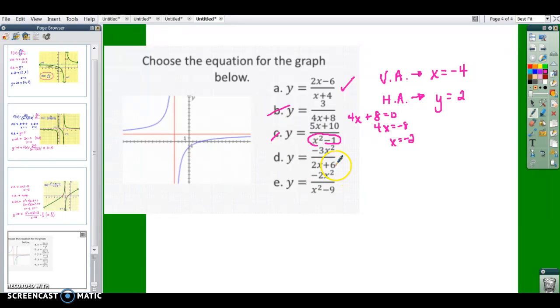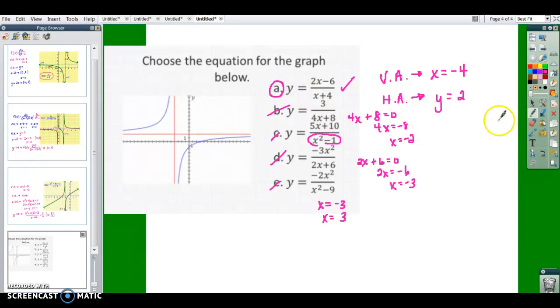In choice D, if I solve that, 2x plus 6 is equal to 0. I'd get 2x is negative 6, and I'd get x is negative 3. Well, that's not going to be it. And letter E, I would get x is equal to negative 3 and x is equal to positive 3 as my two vertical asymptotes. So that's not it. So I've eliminated all of my choices except choice A, and that would be my answer.